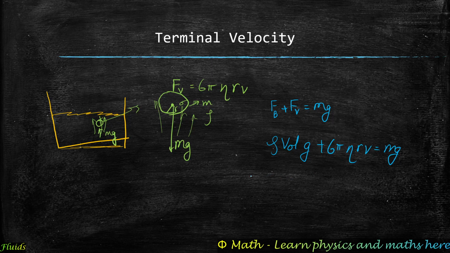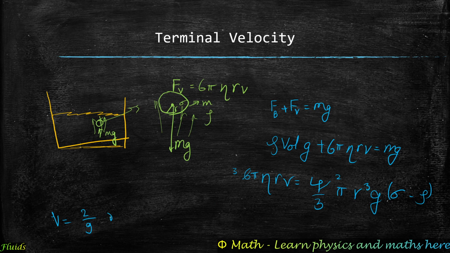so now from here you can say 6 pi eta rv is equal to 4 by 3 pi r cube g times sigma minus rho, and from here we can see the velocity would be 2 by 9 r square g times sigma minus rho divided by eta, and this is the terminal velocity for a sphere falling in liquid.